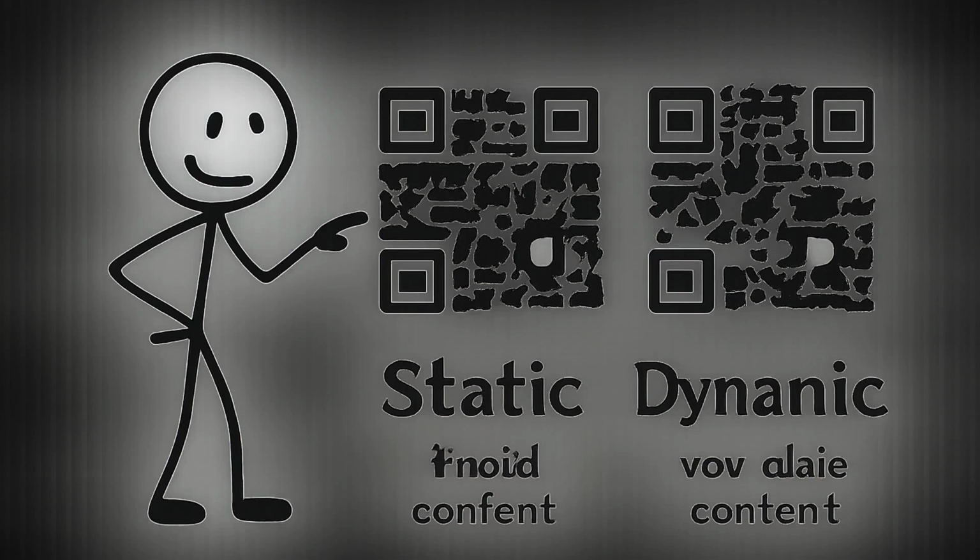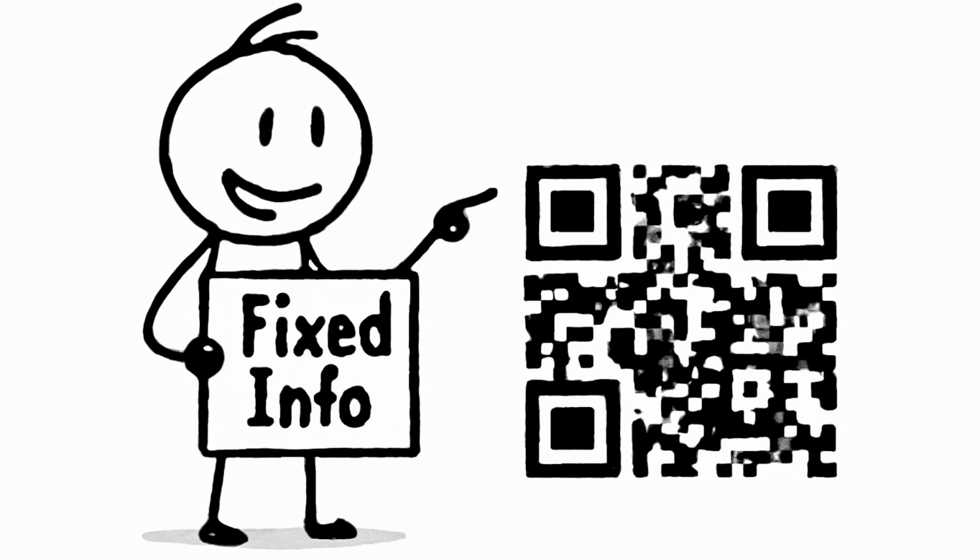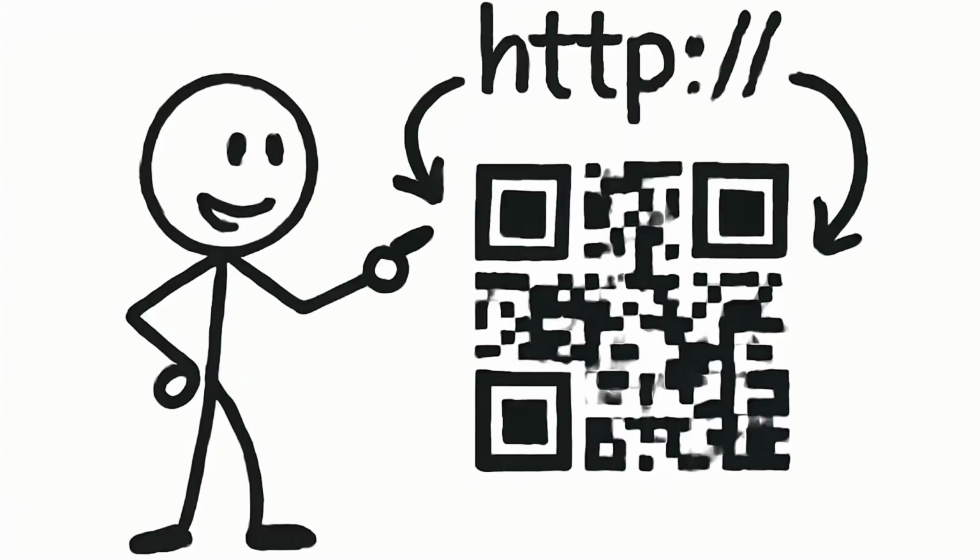Types of QR codes, static versus dynamic. QR codes come in two main types, static and dynamic. Each type serves different purposes and offers unique benefits depending on the use case. Static QR codes store information permanently. Once generated, the data within them cannot be changed or updated, making them ideal for fixed information like URLs or text. Dynamic QR codes allow for information updates.